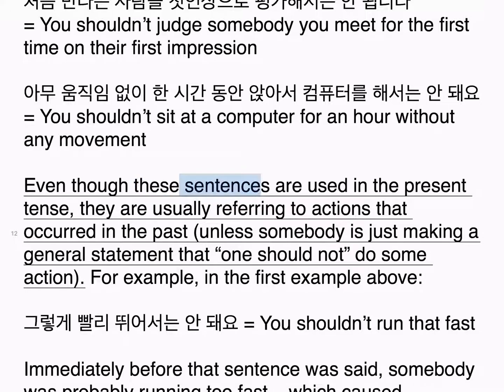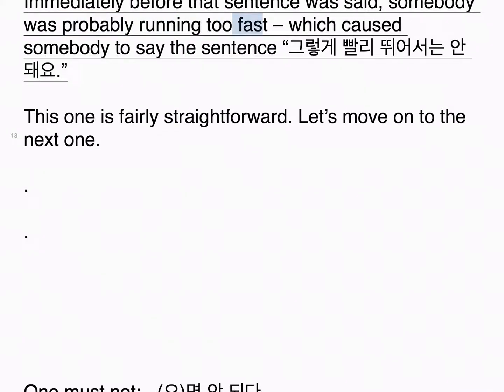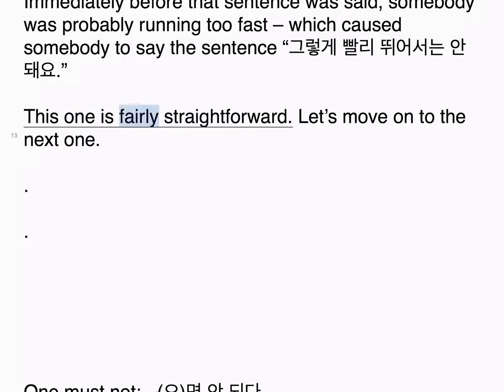Even though these sentences are used in the present tense, they are usually referring to actions that occurred in the past, unless somebody is just making a general statement that one should not do some action. For example, in the first example above, 그렇게 빨리 뛰어서는 안 돼요, you shouldn't run that fast. Immediately before that sentence was said, somebody was probably running too fast, which caused somebody to say the sentence. 그렇게 빨리 뛰어서는 안 돼요. This one is fairly straightforward. Let's move on to the next one.